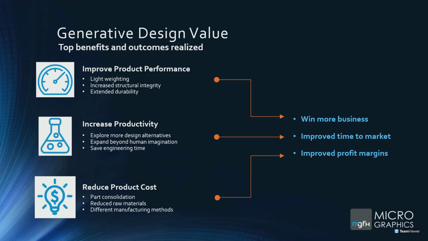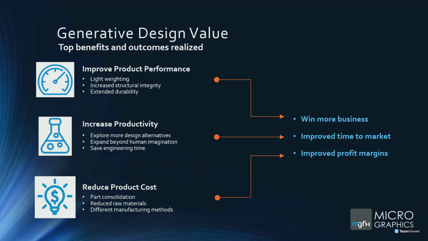You can also increase structural integrity. As I said, you've put in all that design information up front with regards to forces required. And this also leads to extended durability. Going down to the second point with increased productivity, you're able to explore more design alternatives. We saw that in the previous slide with all the different design alternatives spat out to give the designer options to choose from. And they expand beyond the human imagination, things that you would never have thought of. And this saves the engineer time during the iteration and design phase. And at the end of the day, this reduces your product cost.